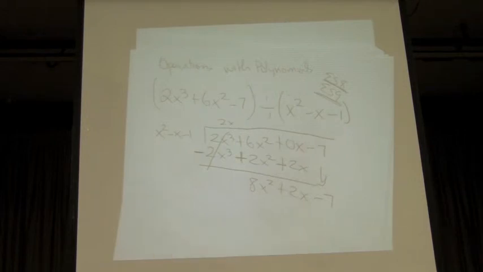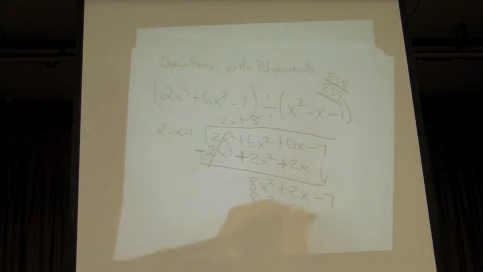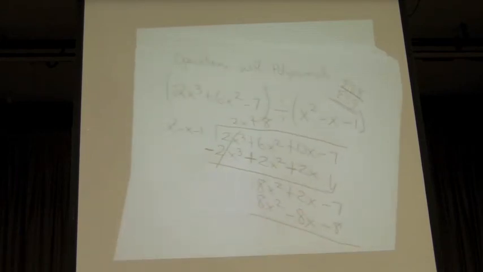Okay? Same thing. What do I multiply x squared by to end up with 8x squared? Now you take this 8 and you do what? You multiply it by everything. 8 times x squared, 8x squared. 8 times negative x, minus 8x. 8 times negative 1, minus 8. What do you do now?